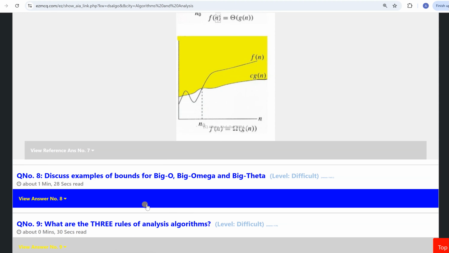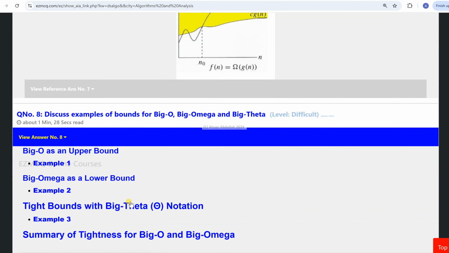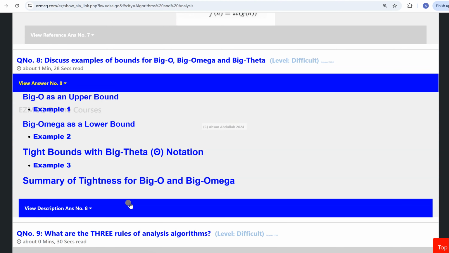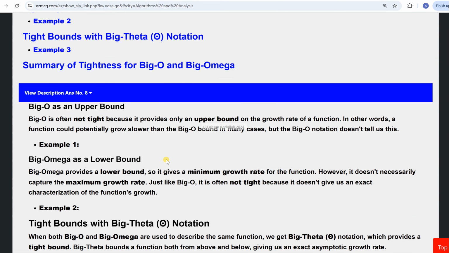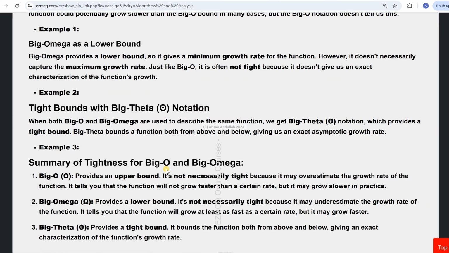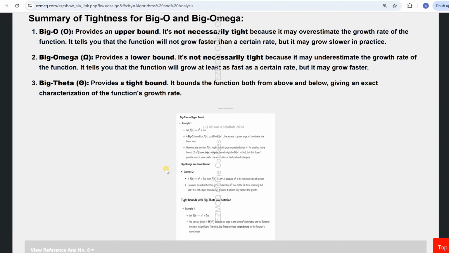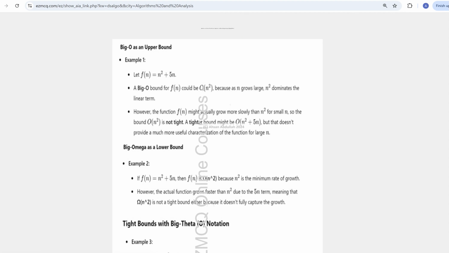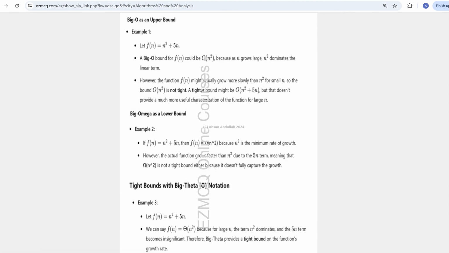So we say that f of n is big omega of g of n. Okay, so these are the bounds, right? And these are the description of these bounds which I've already described to you. So now what I will do is I will look at some example and then explain to you based upon that example. So I have zoomed in here.